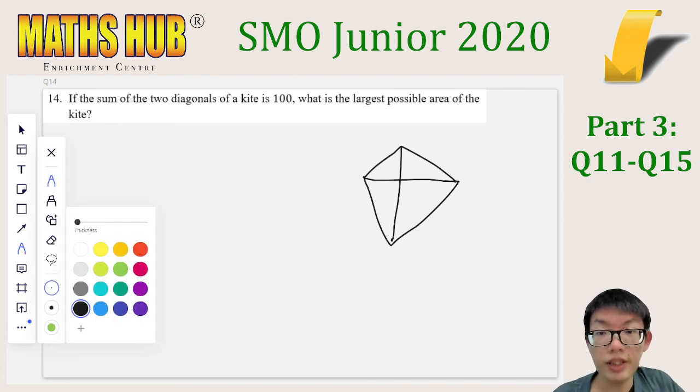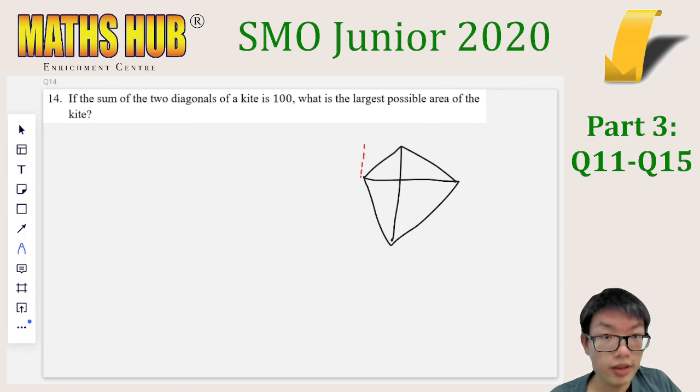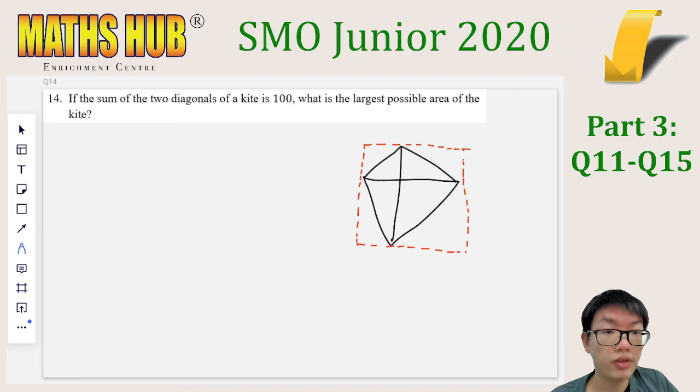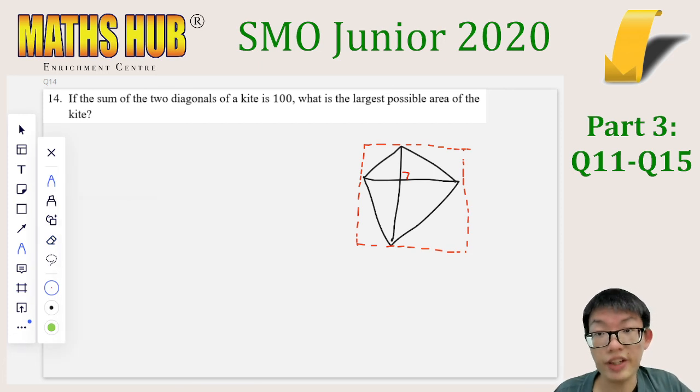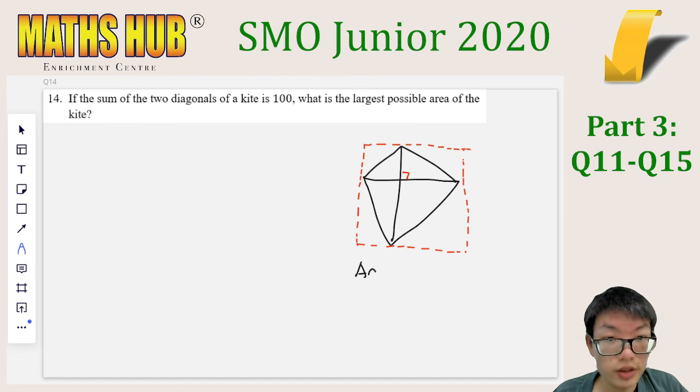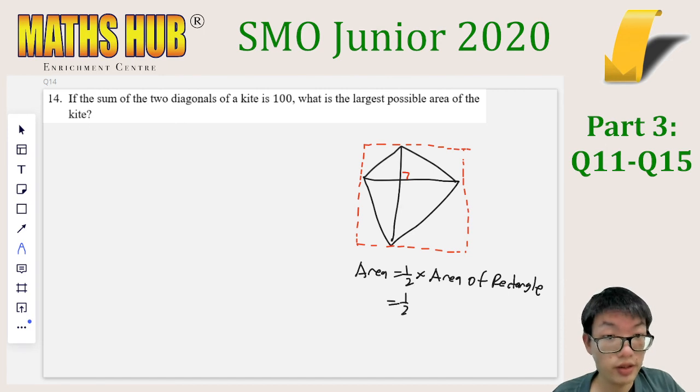And there's a very simple way to get the area of a kite. Remember that a kite is a figure where the diagonals are perpendicular. So if you just draw a rectangle around it, it is pretty obvious that the area of the kite is half the area of the rectangle I just drew. And the area of the rectangle is just the product of the 2 diagonals. So half times the product of diagonals is the formula for area of a kite.